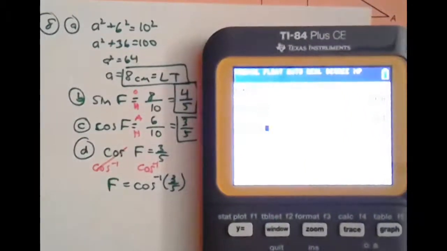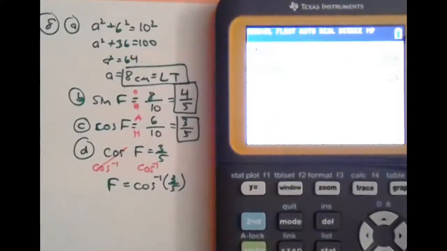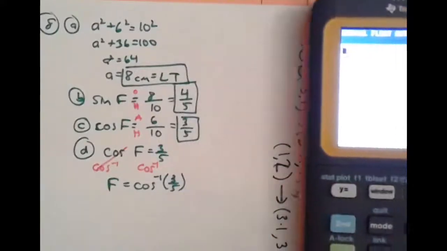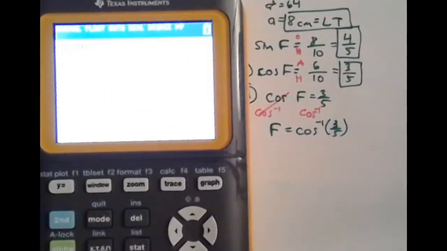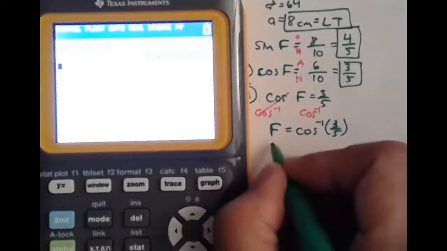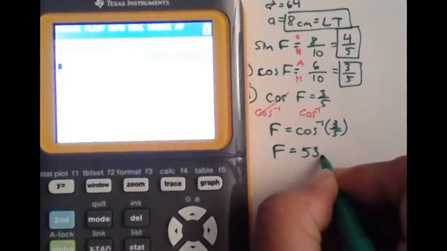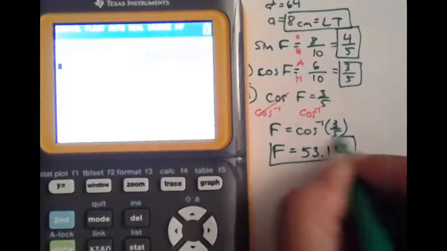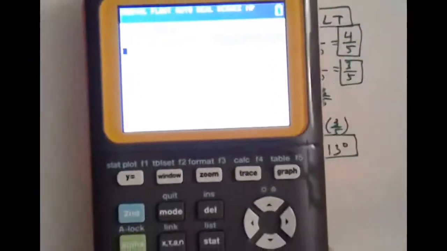I don't know if you can see this, but it's a little bit glary. Okay, so let me try putting it over here on this side. Maybe you can see it better. We'll see if it pops up. Second cosine, I can hardly see it, but 3 divided by 5 is what we're putting inside of the parentheses, and that gets us angle F as being about 53.13 degrees. I don't think you'll be able to see this. There's too much of a glare.